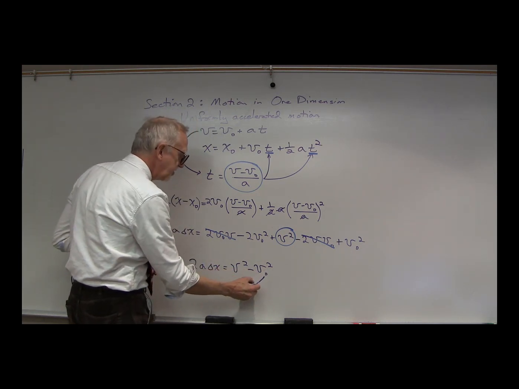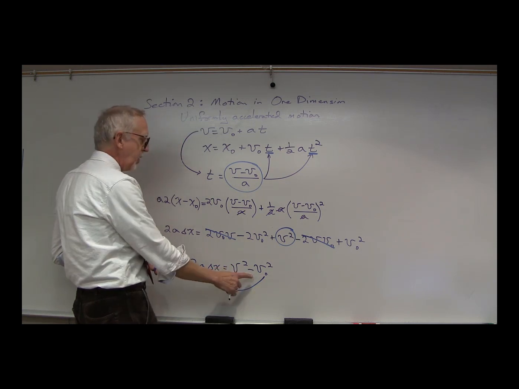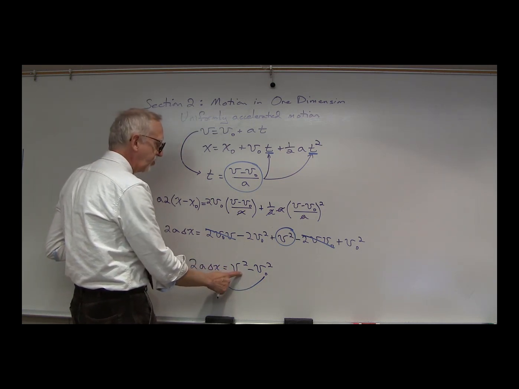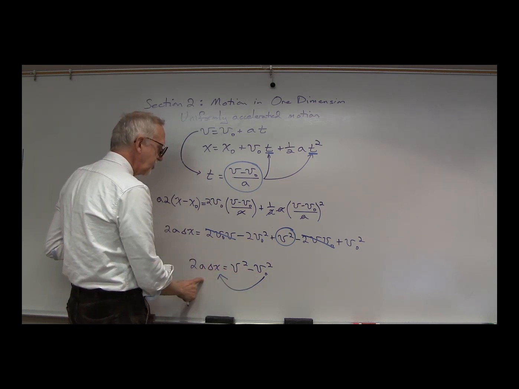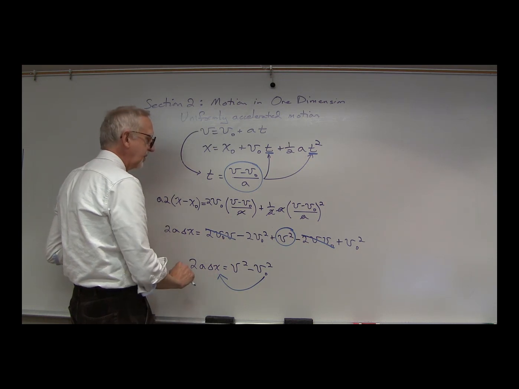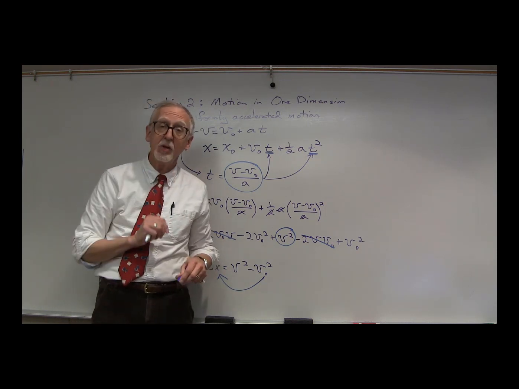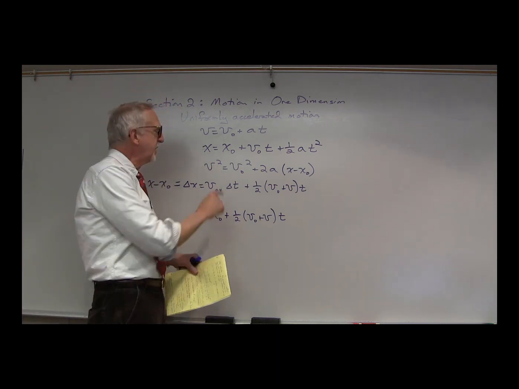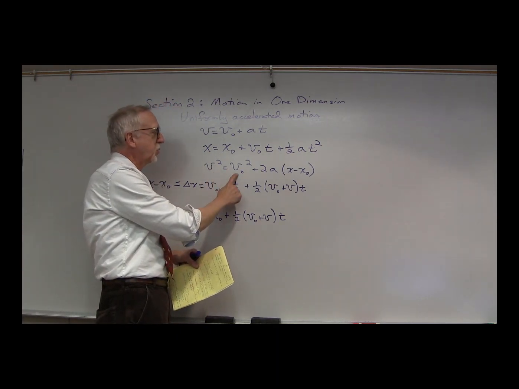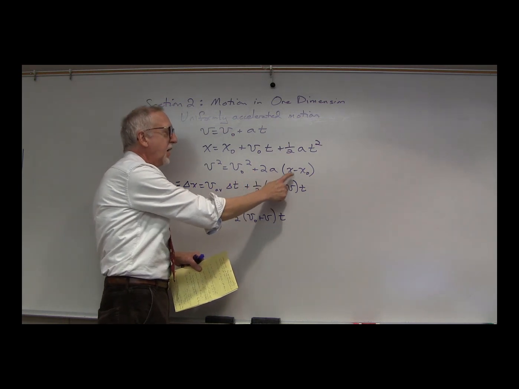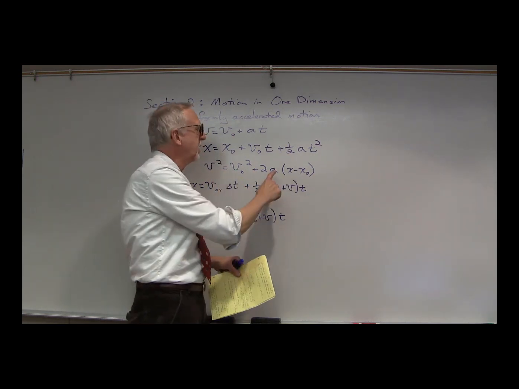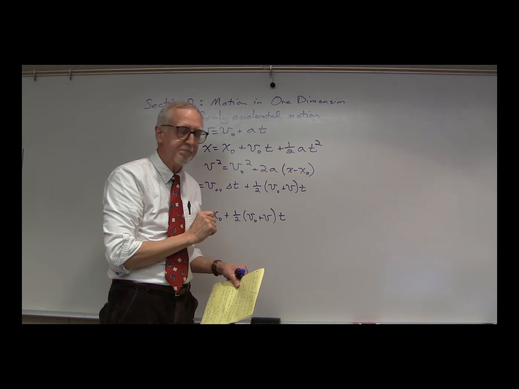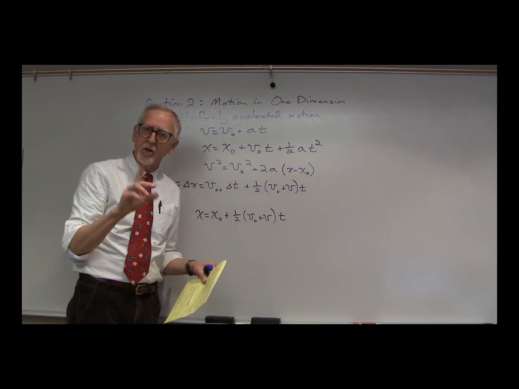Let's bring the v naught squared over to this side, and that will give us one more equation, v squared equals v naught squared plus 2a delta x. Let's write that one down, and we'll get one more equation. So what we're left with previously then is v squared equals v naught squared plus 2a, and rather than delta x, I'm going to leave it in terms of x minus x naught. That'll make it a little bit easier later on.